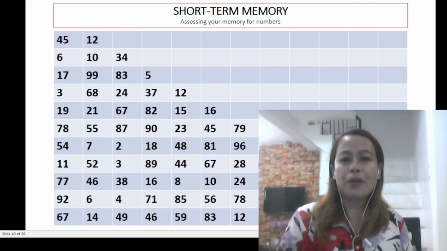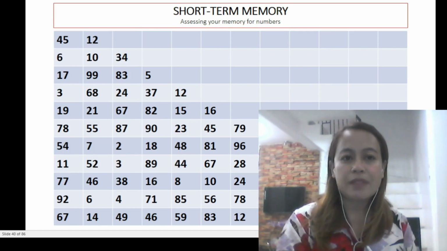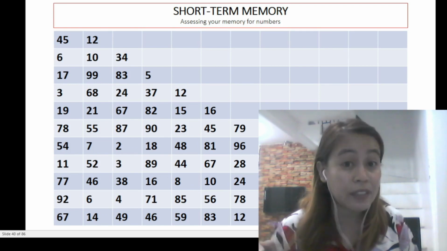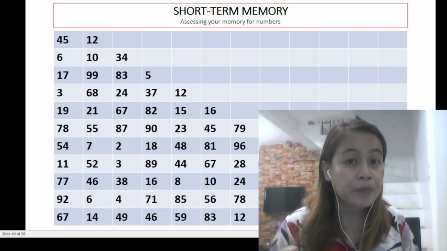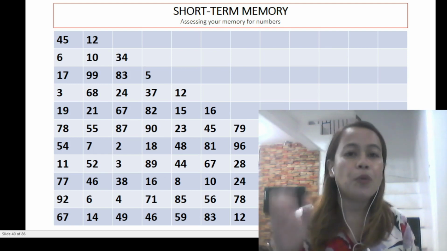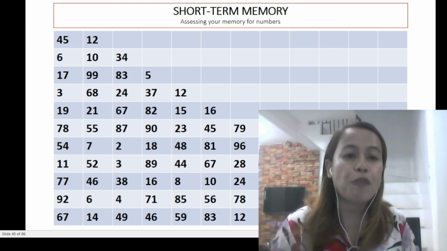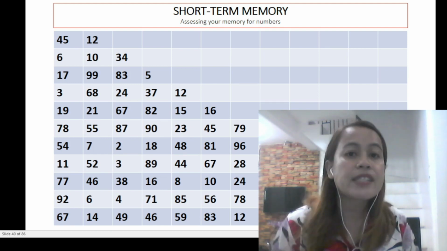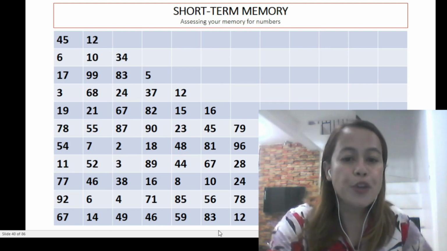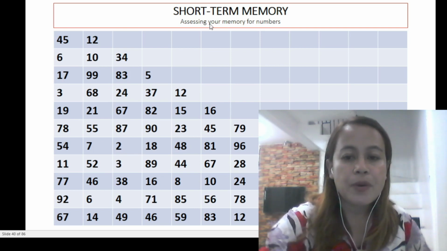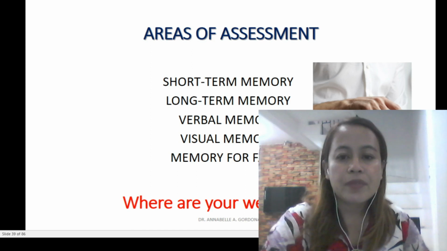So I have here, do not take a picture, okay? I want you to memorize these numbers in a count of 1 to 15. Ready? Do not take a picture and do not write. Just memorize. Go! 1, 2, 3, 4, 5, 6, 7, 8, 9, 10, 11, 12, 13, 14, 15. Okay. So this time, stop.